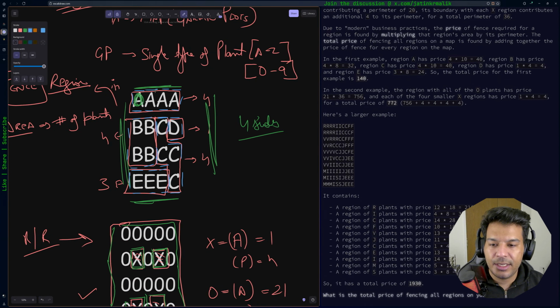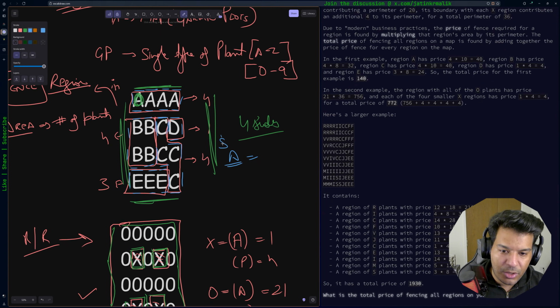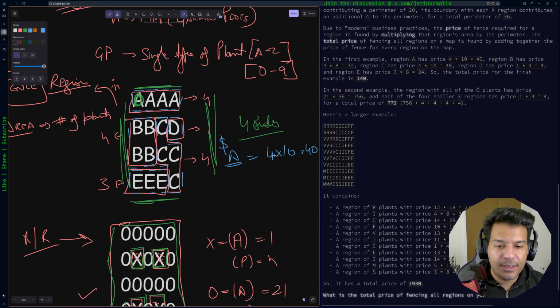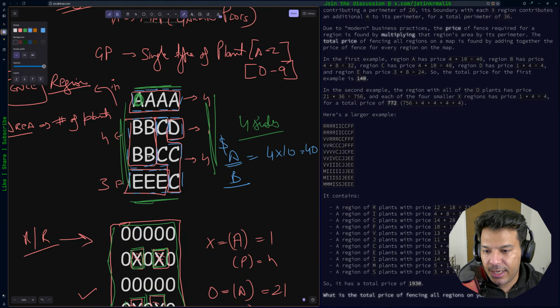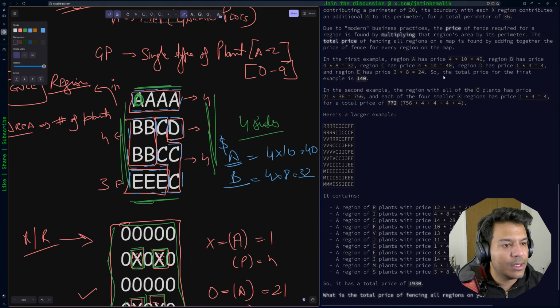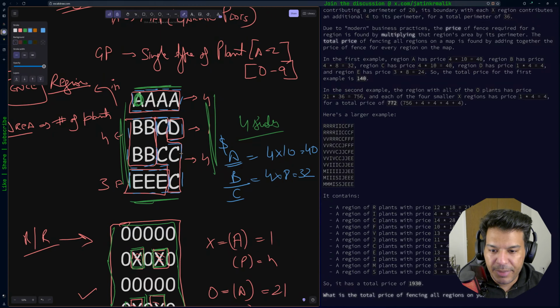If we had to calculate the price here, I think they have given the formula where region A has an area of 4 and a perimeter of 10. So the cost here would be 4 into 10, which is 40 units. Similarly, region B, that was here, had an area of 4 and a perimeter of 8. So that would be 4 into 8, 32. And that's correct. Similarly, region C has an area of 4 and a perimeter of 10. So that would be 4 into 10, 40.